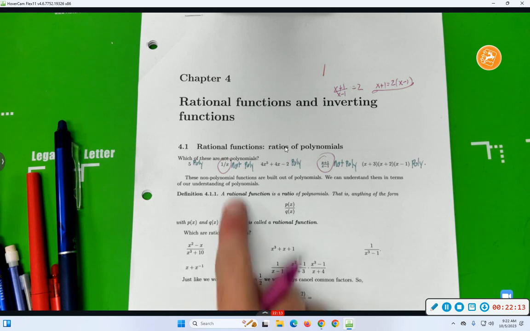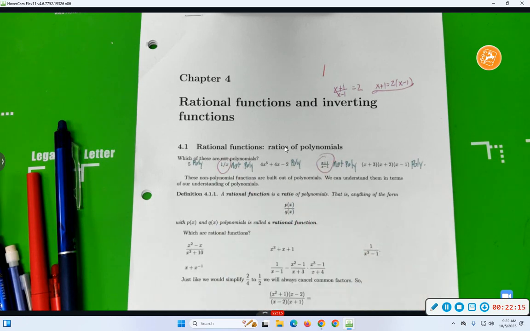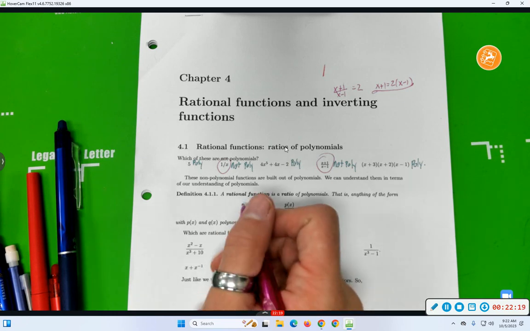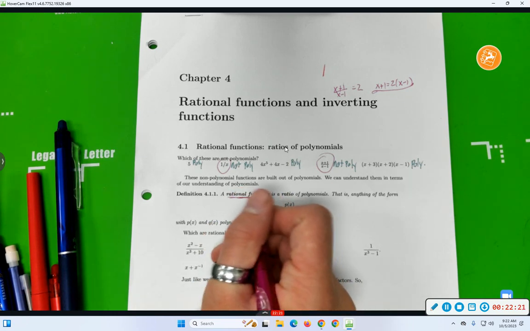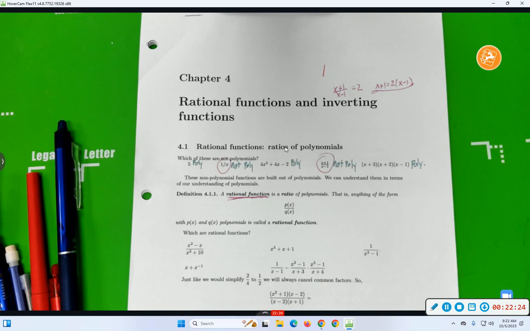So these two functions are not so far from being polynomials. You could probably study them by studying polynomials. We'll make up a name for that sort of function. These are rational functions. A rational function is a ratio of polynomials, just like how a rational number is a ratio of integers.